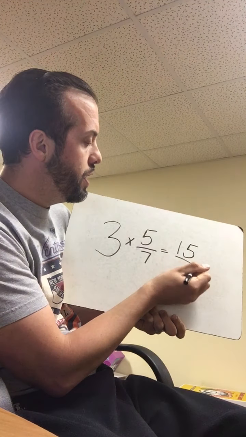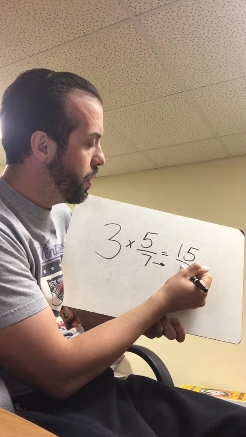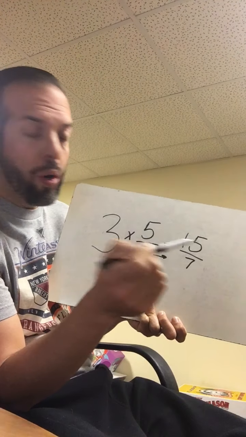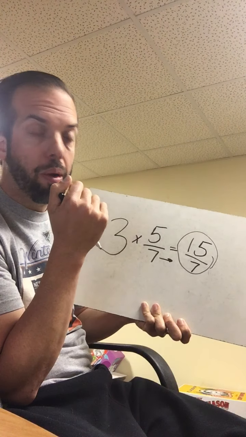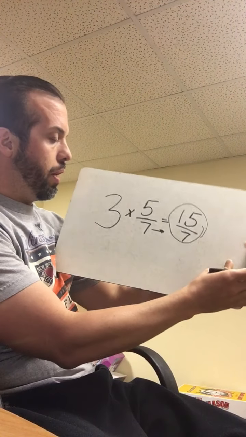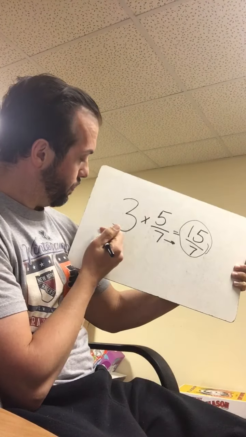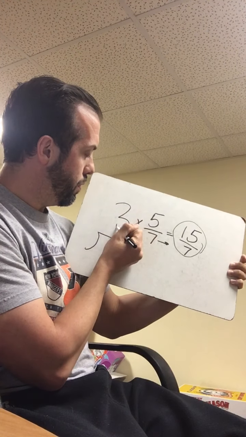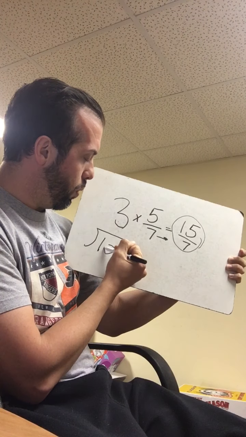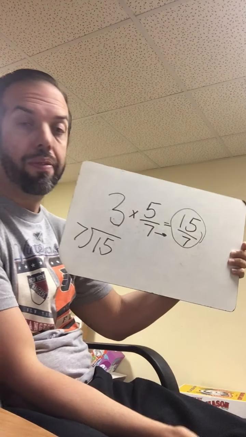3 times 5 is 15. Slide your denominator over is 7. The point of the lesson is I now want to change this into a mixed number. Okay? So how I do that is I'm going to divide. What number goes inside my division house? 15, the bigger one, divided by 7.